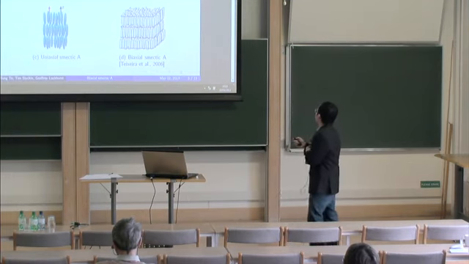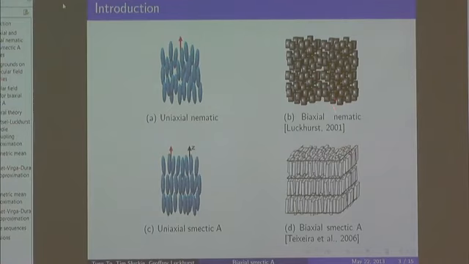And then we have the prediction of the biaxial nematic phase about 40 years ago, where this is the idealized picture of this phase. In addition to the ordering of the long axis, the molecules also tend to order their shorter axis, and they can also form into layers, which we call the biaxial smectic A phase, where they form into layers, but the long axis is parallel to the layer normal.